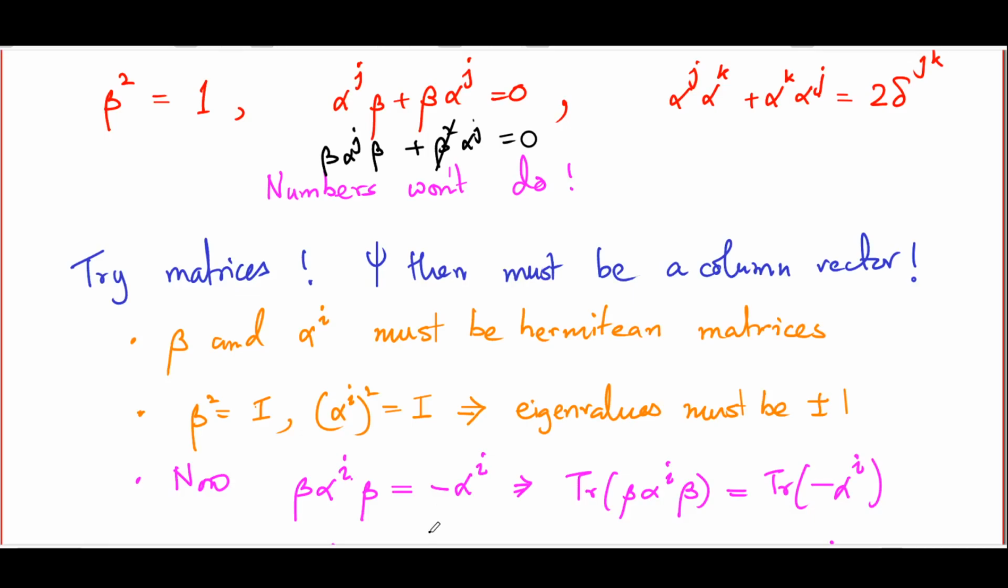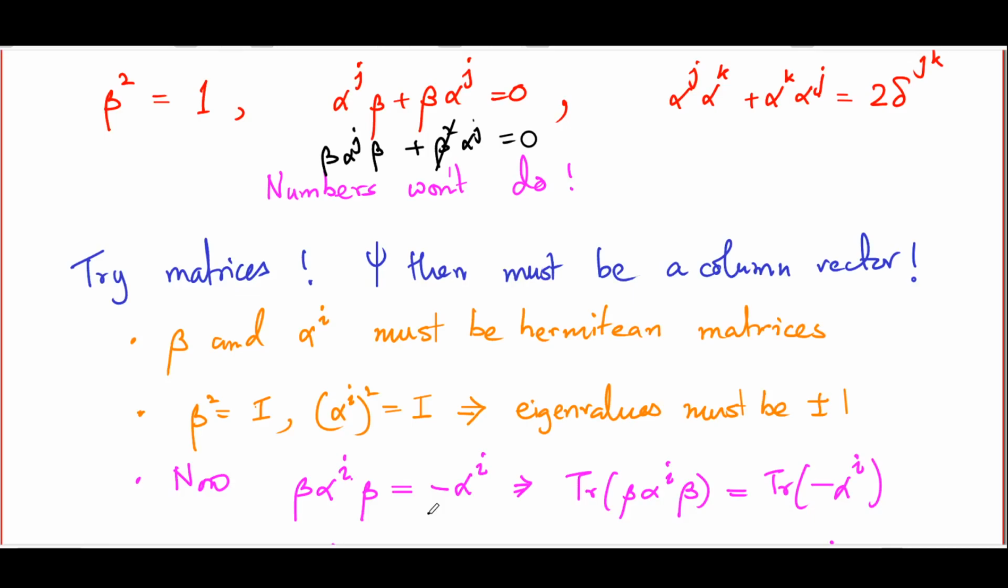Now, this leads to a very important conclusion. If you take the trace of both sides of this equation, what you get is trace of beta alpha i beta is trace of minus alpha i. Now, trace of a negative of a matrix is simply negative of its trace. So, the right hand side is simply minus trace of alpha i.